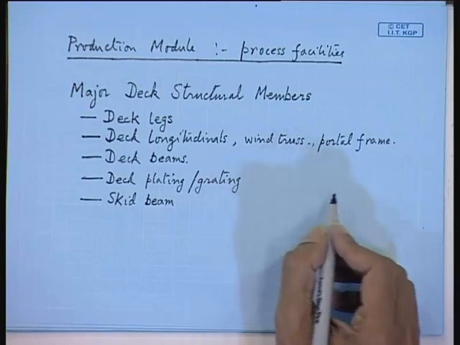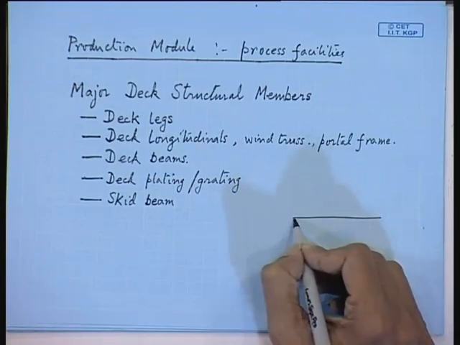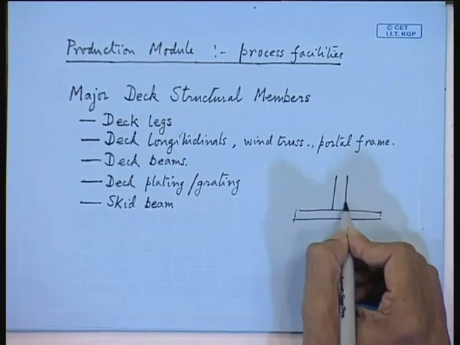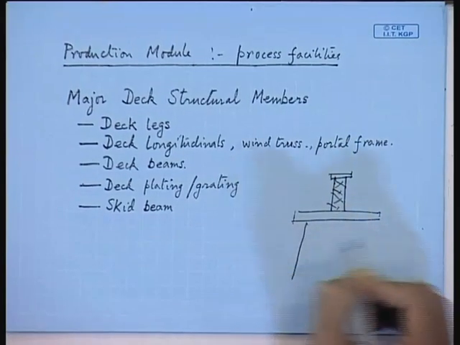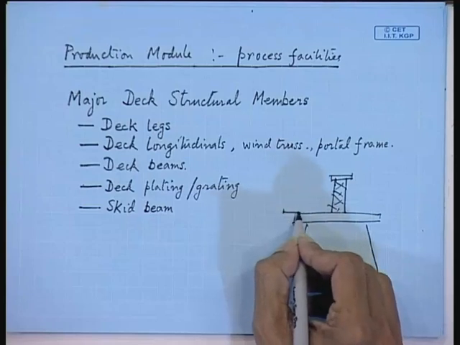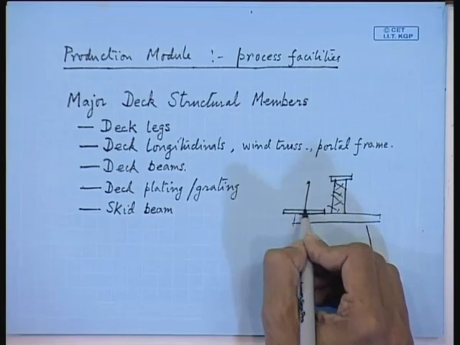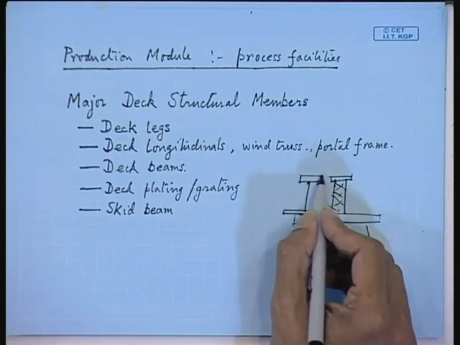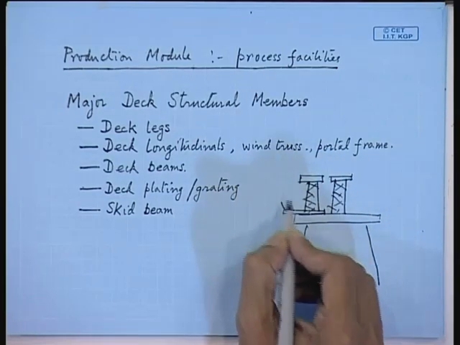Now sometimes you will find in this platform, you say this is your deck and there is one rig. Say rig is positioned on the deck, okay. This is your main truss. Now what happens? Another platform may come and skid another rig onto the deck. So you may have two drilling rigs. Normally you see this in jack-up platforms. So this is called a skid beam.